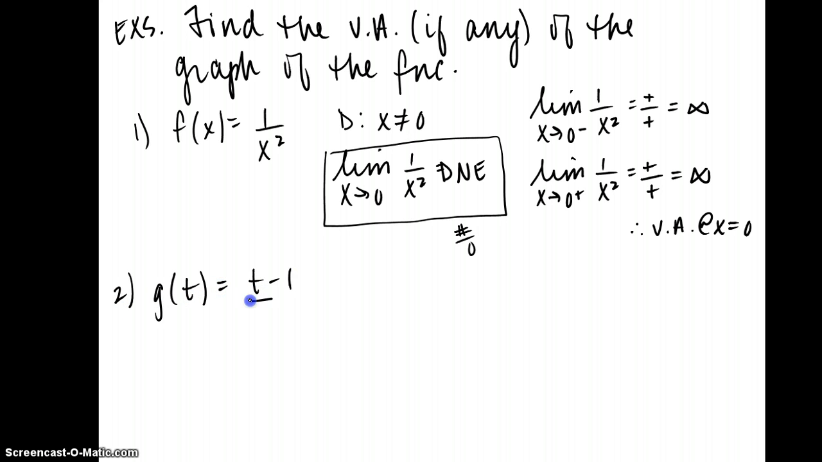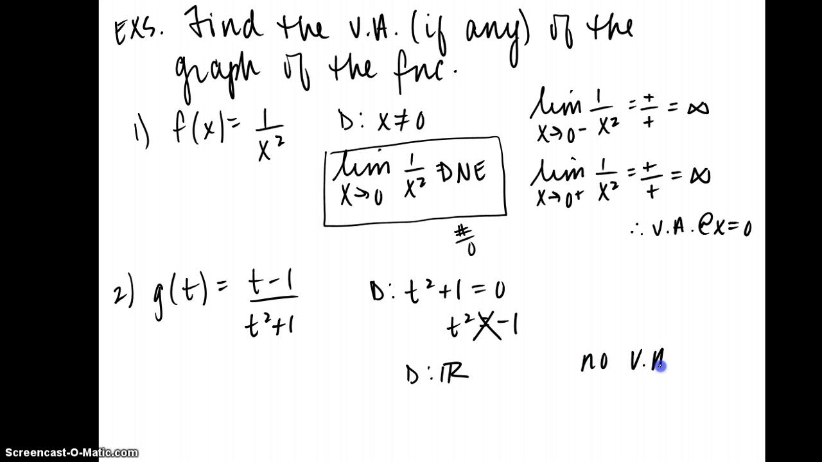G of t equals t minus 1 over t squared plus 1. Domain: t squared plus 1 equals 0. Subtracting 1, no domain restrictions. Since the domain is all real numbers, there can't be a vertical asymptote on the graph of the function.